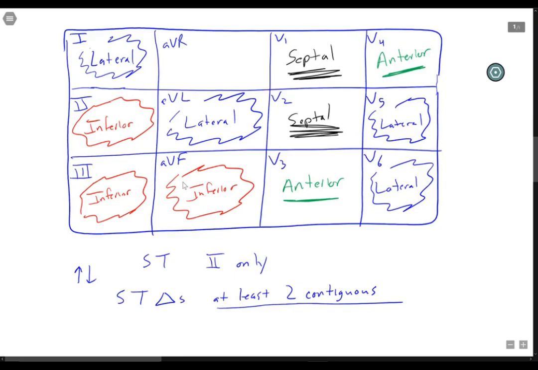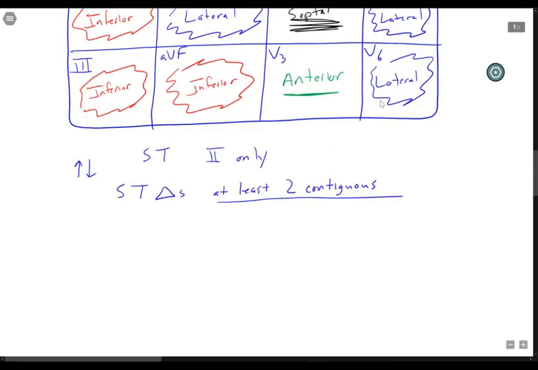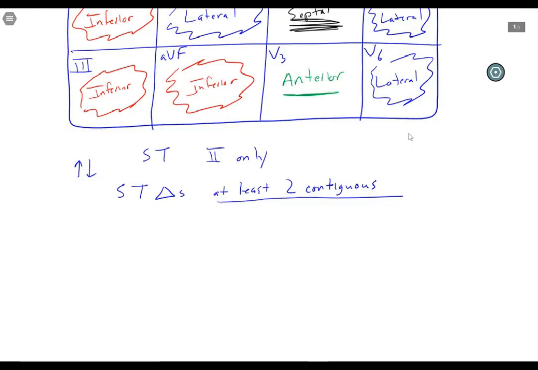Now, if we were looking at the lateral side of the heart, 1, AVL, V5, and V6, it only has to be 2 of the 4 leads. For V1 and V2, it would have to be both. For V3 and V4, it would have to be both. So you have to have at least 2 contiguous leads, 2 leads of the same group, in order for there actually to be a change.